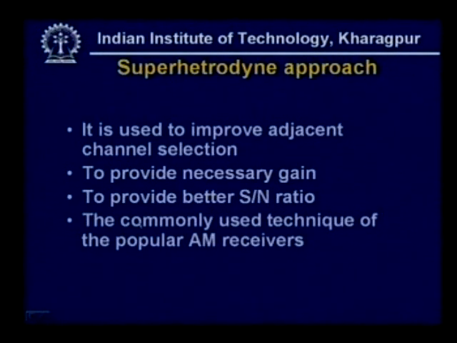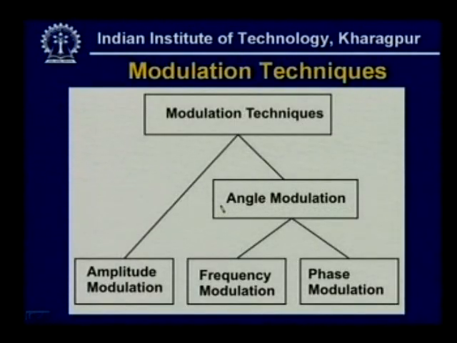Then it provides better signal to noise ratio, because of the filtering and also the tuned filtering, so that only the carrier frequency is received. So, the noise is rejected and we get a good quality signal. And this is the commonly used technique of popular AM receivers. So, we have discussed the amplitude modulation technique, what the modulation index is, the frequency spectrum, the power required for transmission, and we have also discussed how the signal can be recovered.